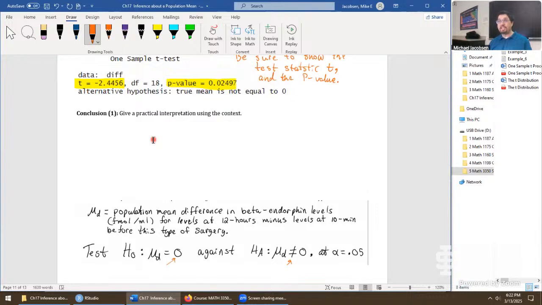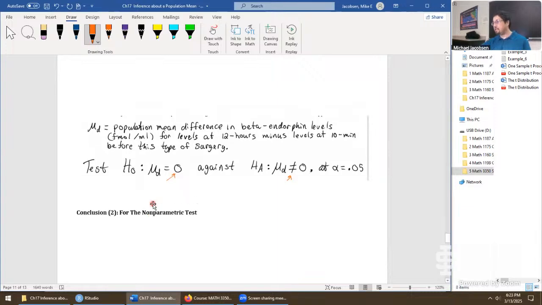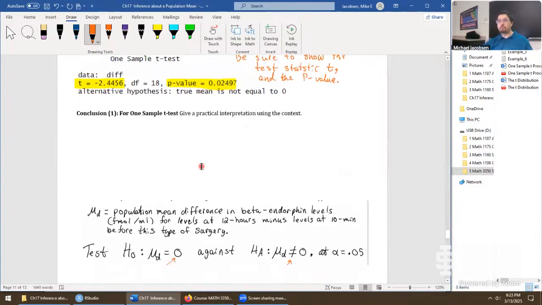You don't have to do this twice. This is just for the sake of class. Conclusion 1 is going to be for the one sample t-test, and conclusion 2 will be for the non-parametric test. So far, here's what we would say in this one.